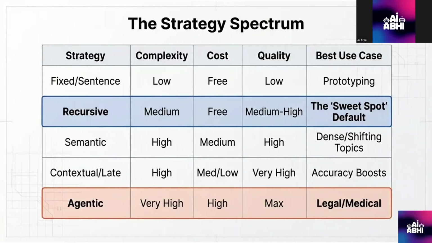Recursive is for medium complexity. The cost is free, the quality is medium to high. It is the sweet spot default. Next comes semantic. Complexity is high, cost is medium, quality is high, and the best use case is for dense or shifting topics. Next comes the contextual or late contextual. The complexity is high, cost is medium to low, but quality is very high, and accuracy boosts can be given using this. Next comes the agentic. The complexity is very high, cost is also high, quality is maximum. It is good for legal or medical.